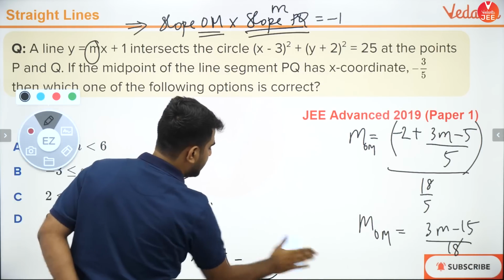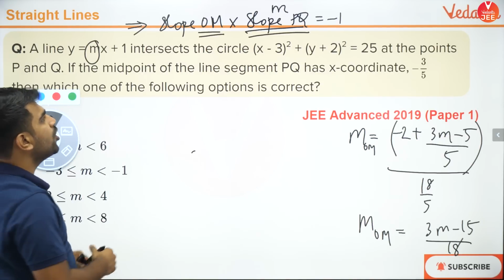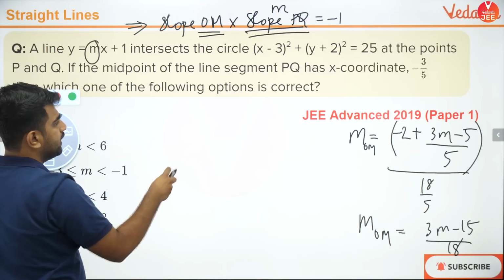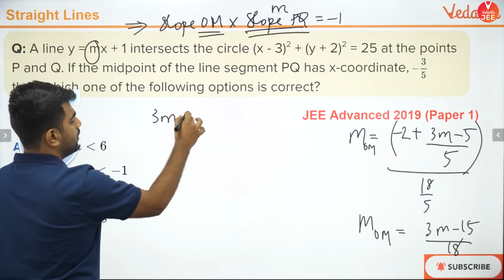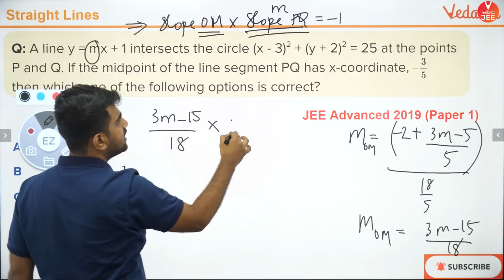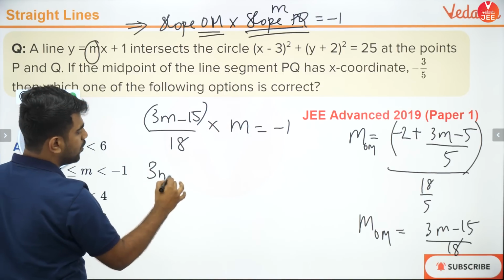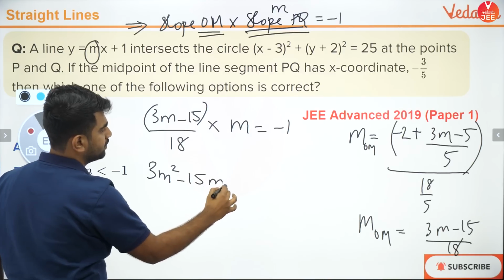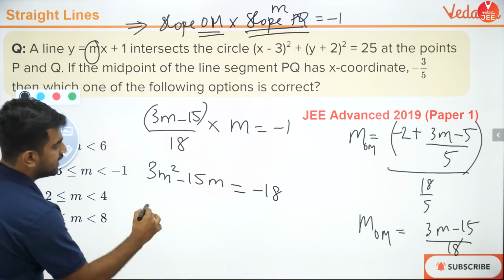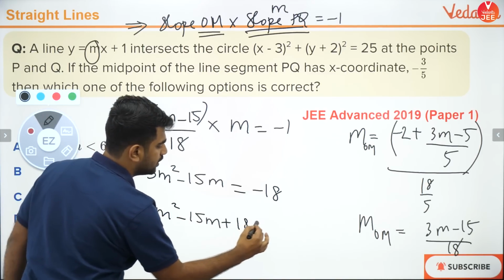The only pieces of information I need are the slope of OM and the slope of PQ. The slope of OM I know. It is (3m minus 15) by 18, and the slope of PQ is m. This product should be minus 1. So let's do that. 3m square minus 15m is equal to minus 18. So what will I get? 3m square minus 15m plus 18 is equal to 0.